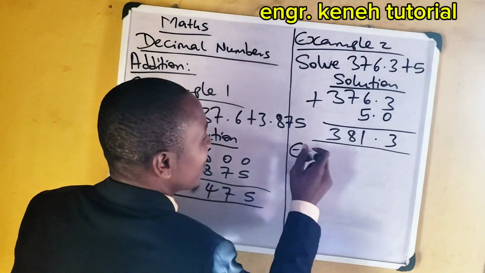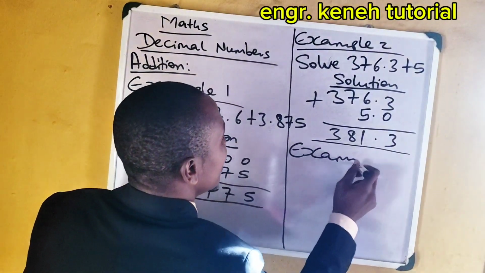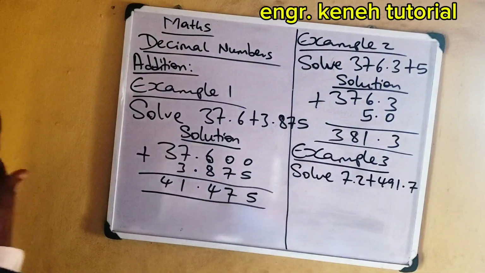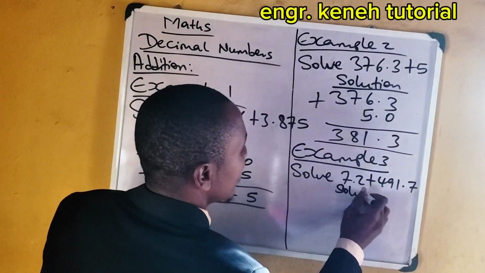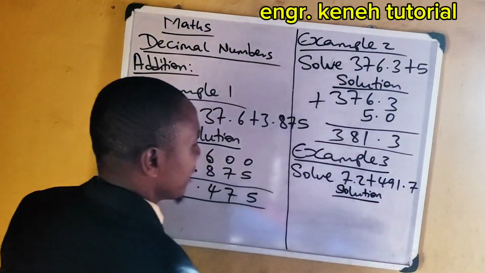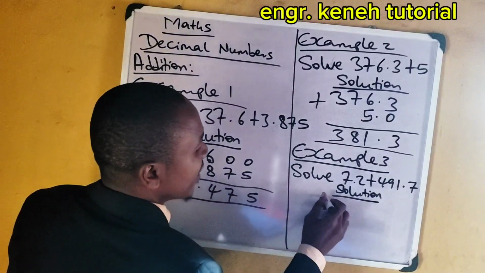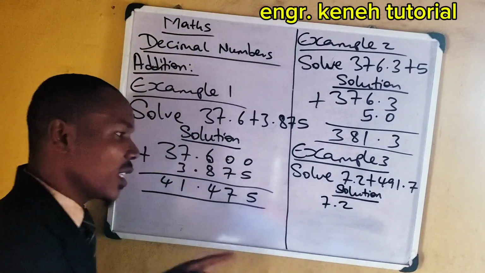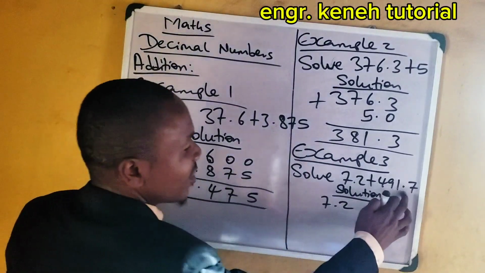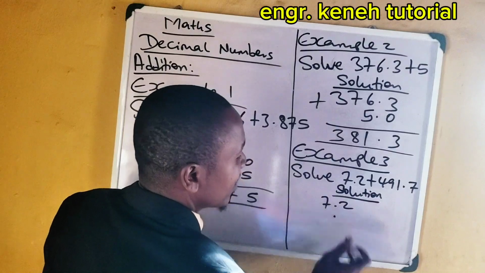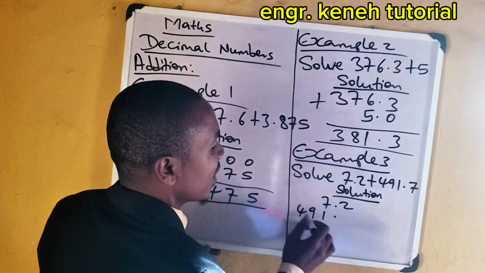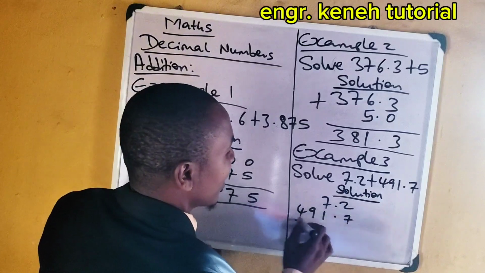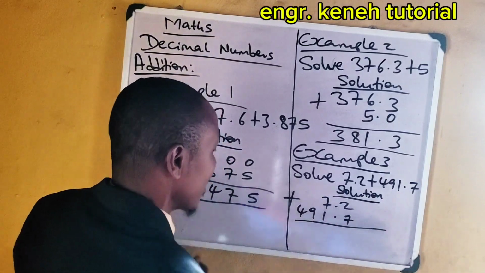Let's solve one more example. We have example 3. They said solve this one. So I have a solution like this. Can you see it? So I have 7.2. If I want to write this, I'll start from the decimal point. I have 1 here, I have 9 here, and I have 4 here. I have 7 here. Can you see it? I have my plus sign here.